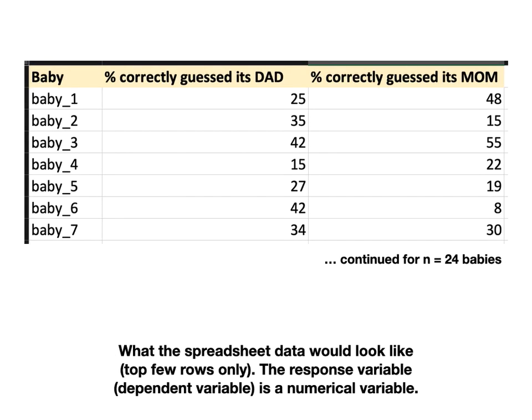Okay, and here's what the spreadsheet would look like, showing how we've actually got 2 sets of data here. For each baby, we've got its resemblance to its dad, and we've got a measure of its resemblance to its mom.